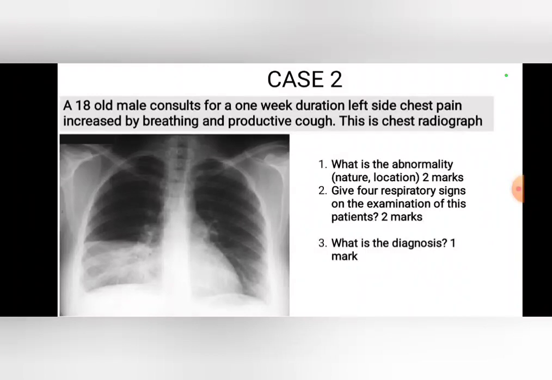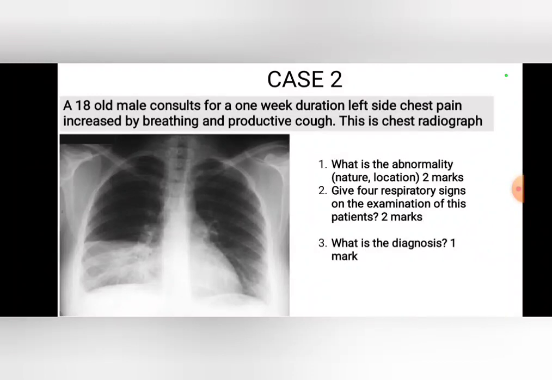The next thing is: give 4 respiratory signs on examination of the patient. For the consolidation syndrome signs, we start from inspection, palpation, percussion, and auscultation. For the inspection, we are going to have reduced chest expansion on the affected side. The next thing is palpation: you're going to have increased tactile fremitus on the affected side. In this case, the affected side is the right. So you have reduced expansion on the right side and increased tactile fremitus on the right side.